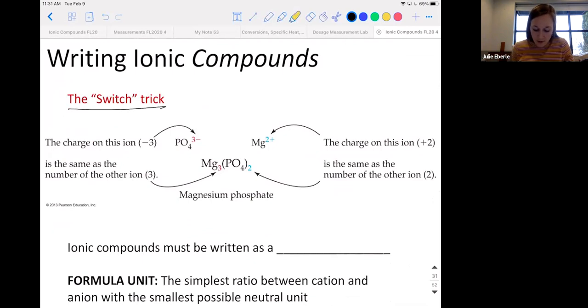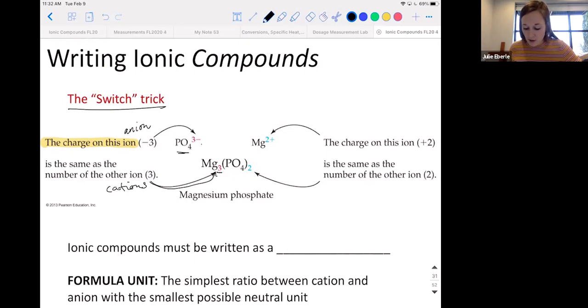But let's look at this. The switch trick is this. We look at the charges on our ions, and then we switch those numbers, and that tells us how many of the opposite ion we need in the formula. So let's read through this. The charge on this ion is the anion. This is phosphate, by the way. If you remember from that polyatomic chart, PO4, this is phosphate. And it's got a -3 charge overall. So that's going to be the number of cations, right? This arrow is pointing to the number of magnesiums, which is the cation in this case. So we're going to need 3 magnesiums.